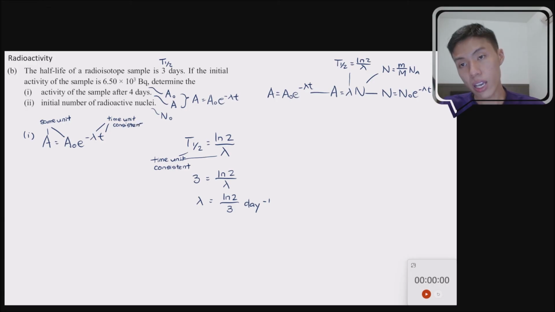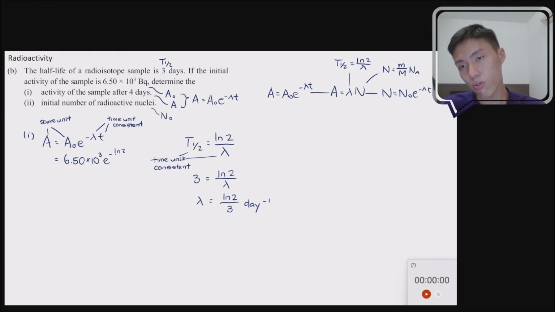So if today I'm substituting ln 2 over 3 over here, then it's in per day, right? Then my time will have to be in days as well. So they ask for 4 days, right? So this is ideal. I'm substituting my time in the unit of days, and my lambda in the unit of per day. So they are consistent in terms of unit. Our activity is in Becquerel, so later we should expect the same unit for the activity after 4 days, which is also in Becquerel.